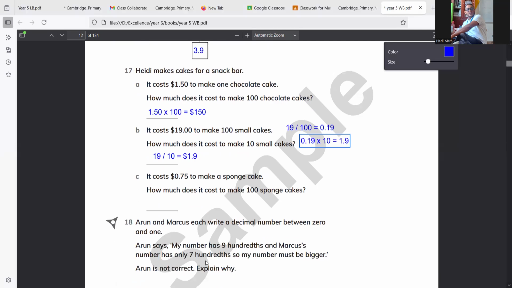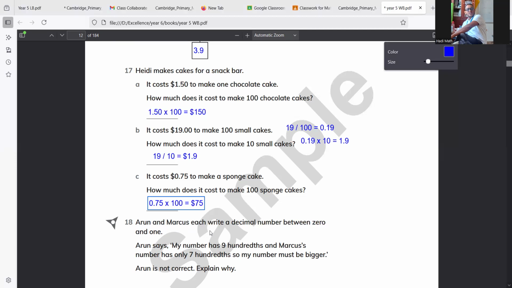Question C, they say it costs 0.75 to make a sponge cake. How much does it cost to make 100 sponge cakes? We make one for 0.75. To make 100, you multiply by 100. You remove the two decimal places, it's going to be 75. That means the cost is $75.